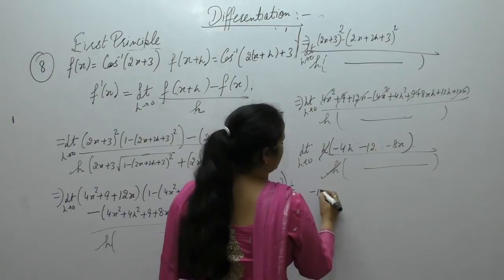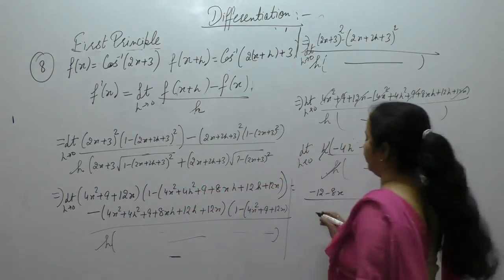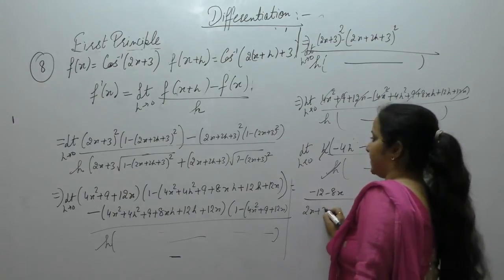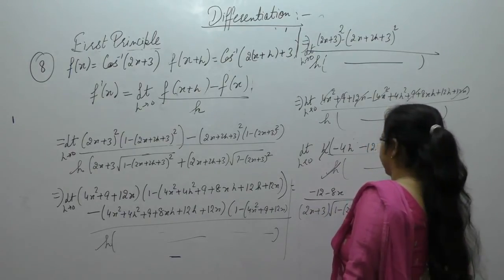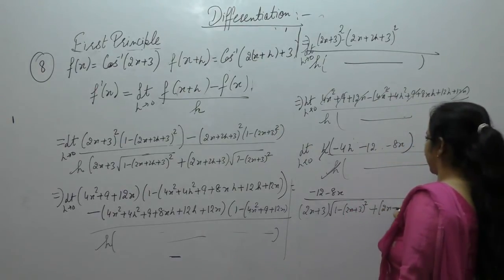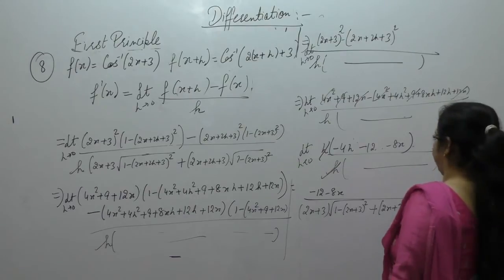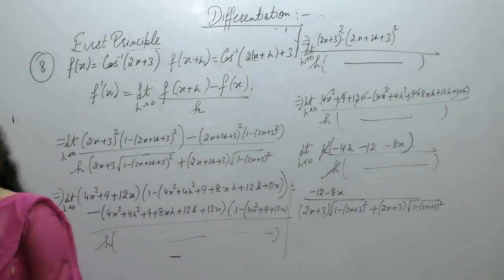H tends to 0, minus 12 minus 8x. The term in the denominator is 2x plus 3, 1 minus h is 0. 2x plus 3 whole square plus 2x plus 3, 1 minus 2x plus 3 whole square. So twice this term in the denominator.